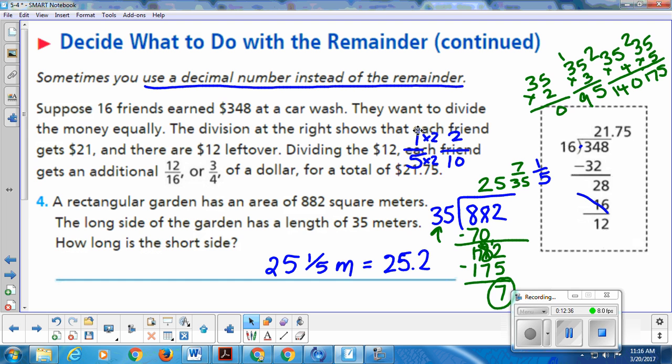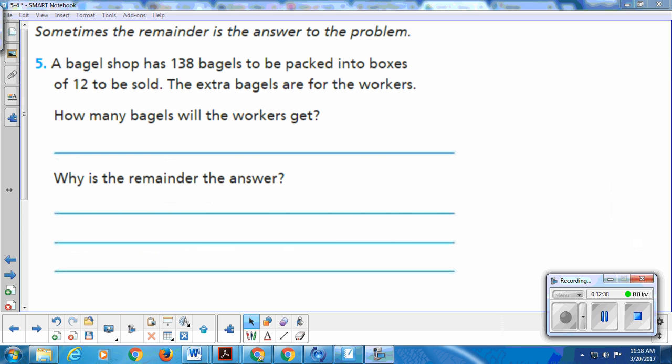I'm going to pause this. This is the last one. Sometimes the remainder is the answer. I know this might shock you, but guys, sometimes the hardest part of the battle is understanding the question. That is your first line of understanding a word problem, understanding what it is asking you.